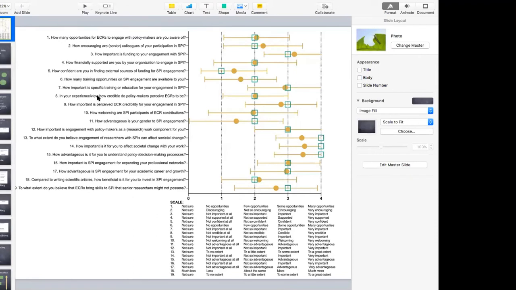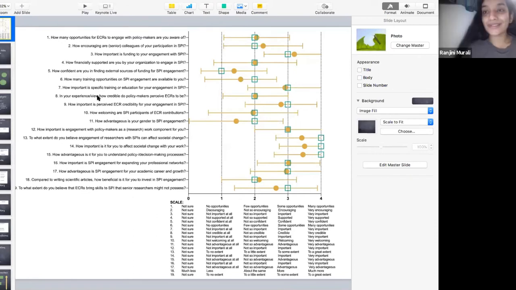Yes. Okay, so I'm going to start very quickly with the Likert scale that we were talking about, because we're specifically looking at this since people wrote it in the feedback form. So this is a little research study that I had done with a group of other people, where we were looking at early career researchers' involvement in the science policy interface.